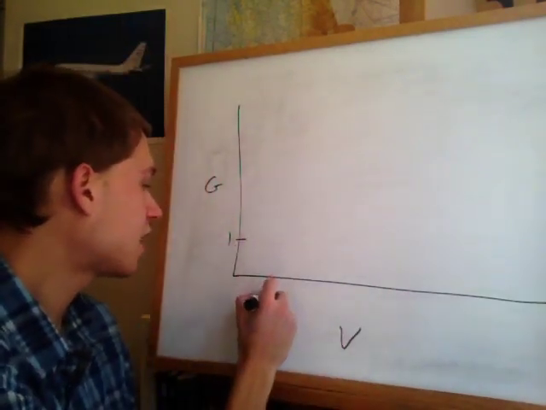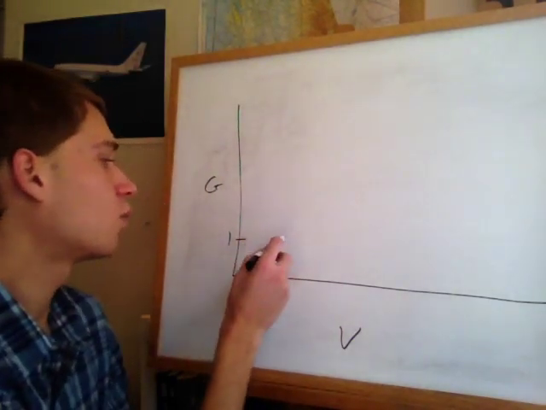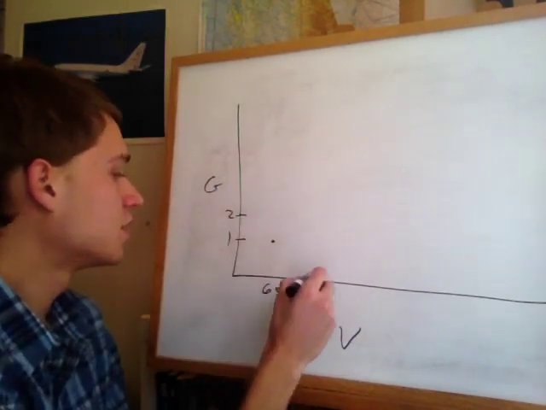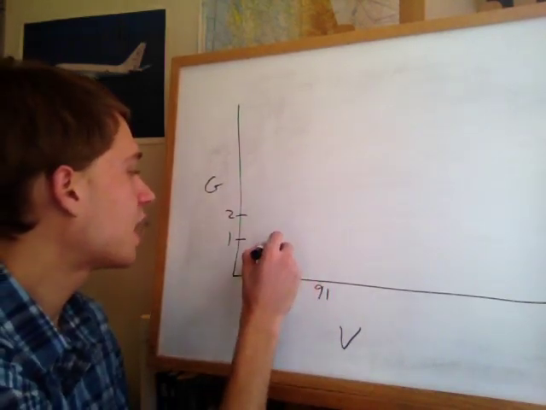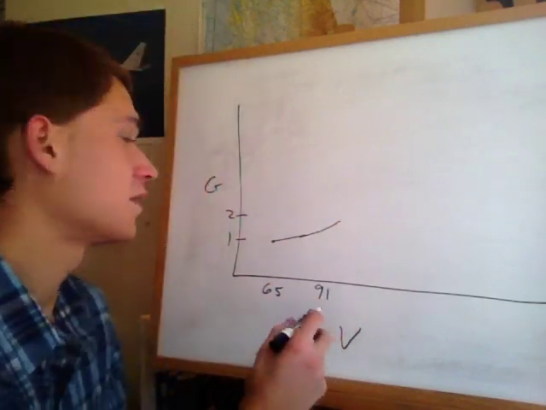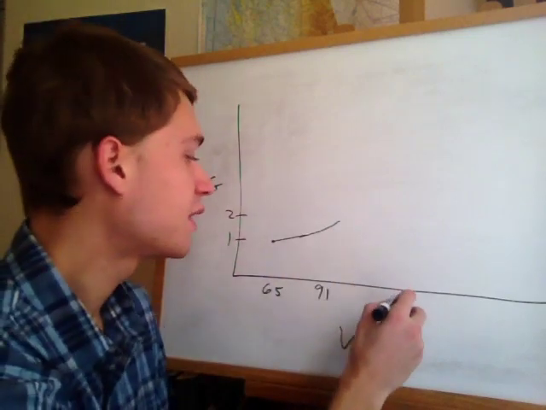So 65 knots right here. This is stall speed at 1 G. And then we have 2 Gs. Stall speed at 2 Gs is about 91 knots. I did the math beforehand. There's a formula for that, but we won't go into that right now.